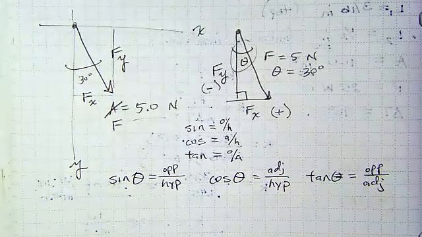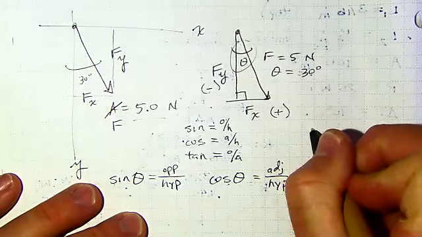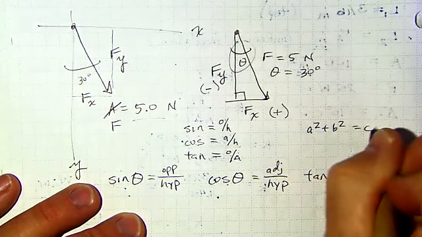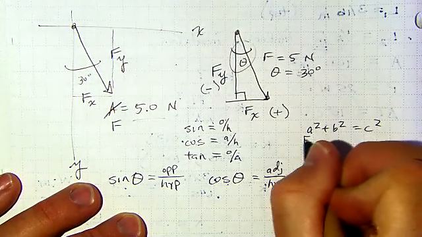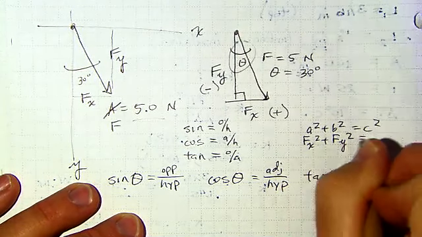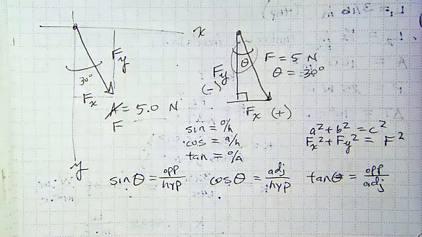Now, some of you have learned this, so it's no big deal. There's one more thing you should put in the back of your mind, which is a squared plus b squared equals c squared, which in this case is f sub x squared plus f sub y squared equals f squared. That's something you might want to use.